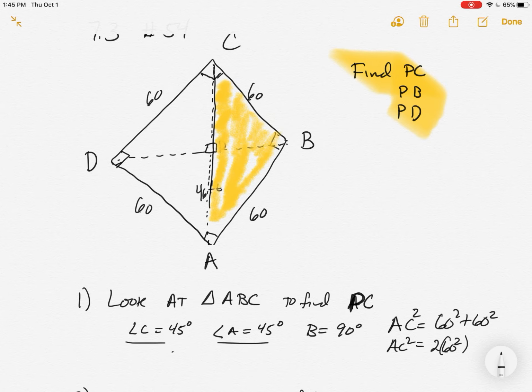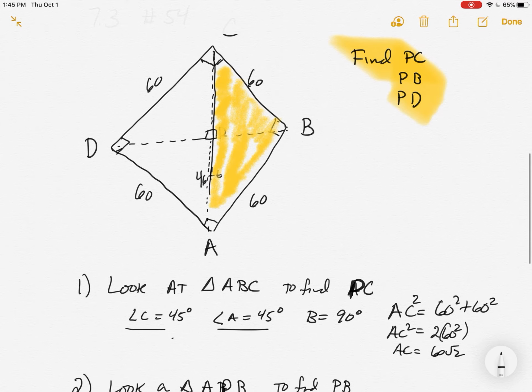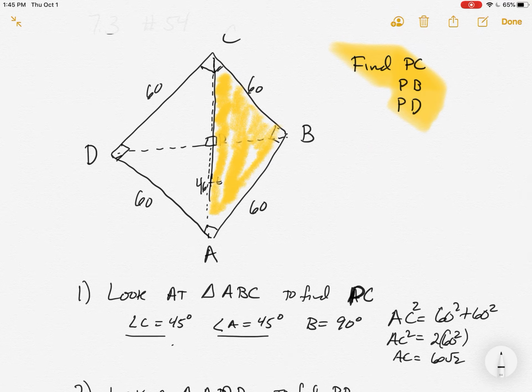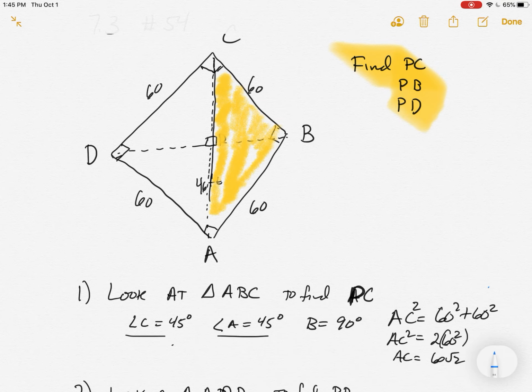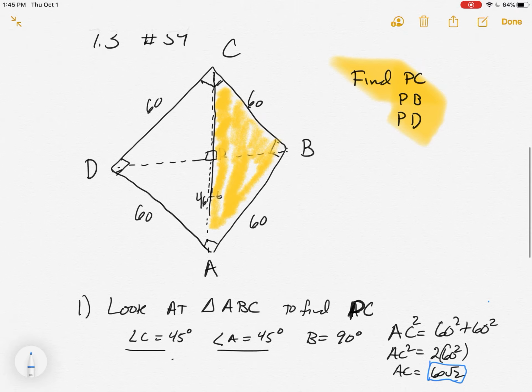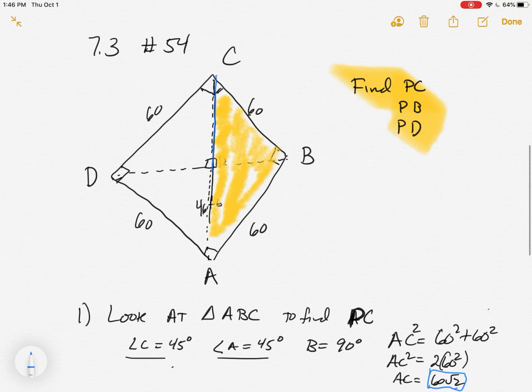And so what's that going to be? Take the square root of both sides. We're going to get 60 root 2 out of that, right? Just keeping everything simple. So the distance from A to C is 60 root 2. So let me show you what that is. Let me go in blue here, and let me move this to the other side. So where is this 60 root 2? Where is AC? Right here. This is 60 root 2.